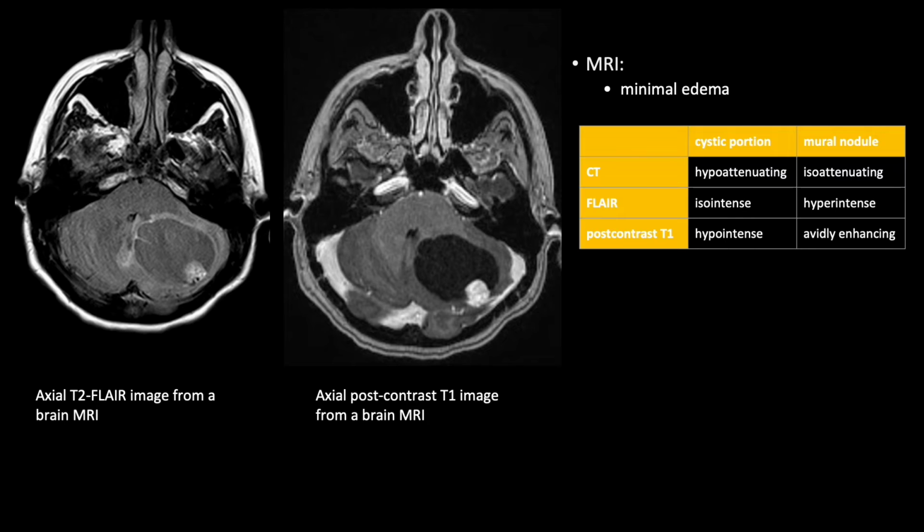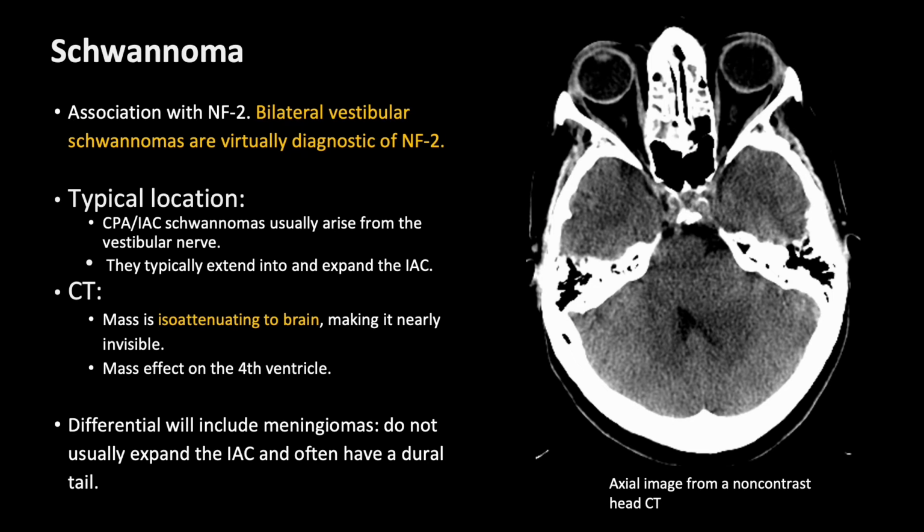The next tumor we're going to be talking about are schwannomas. Schwannomas have a high association with the condition NF2. If you see bilateral vestibular schwannomas, this is virtually diagnostic for NF2. The typical location of schwannomas is in the cerebellopontine angle. They arise from the vestibular nerve and typically extend and expand into the internal auditory canal.